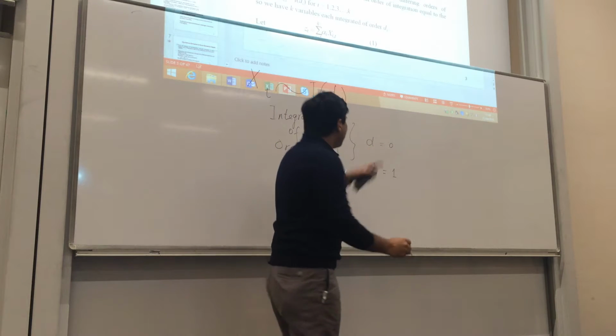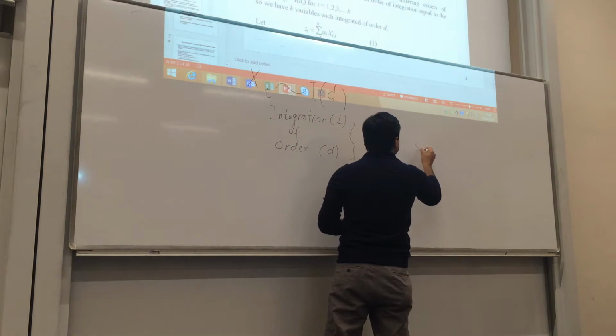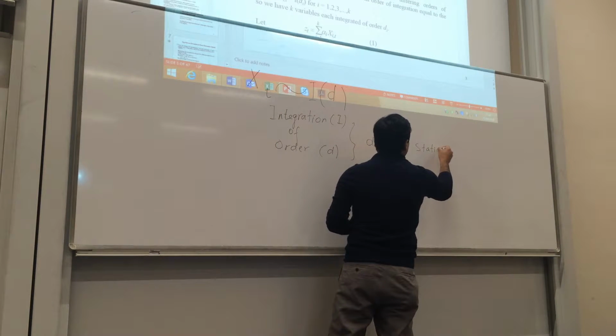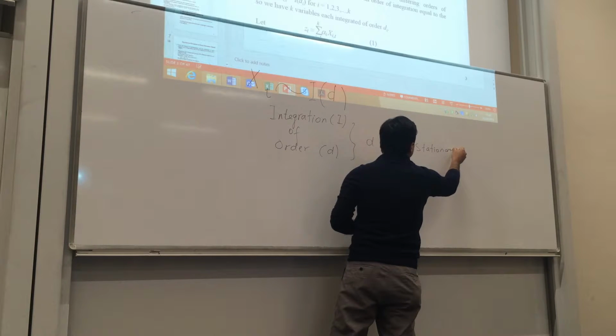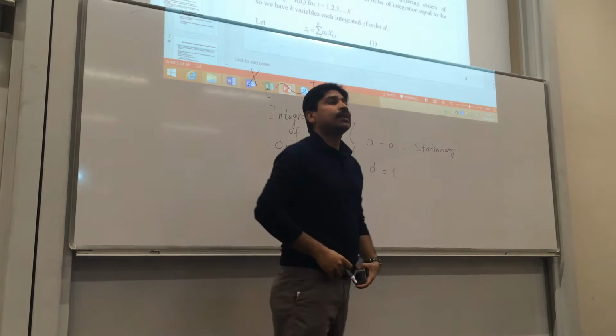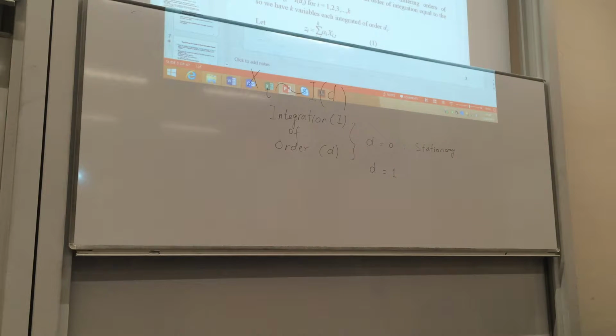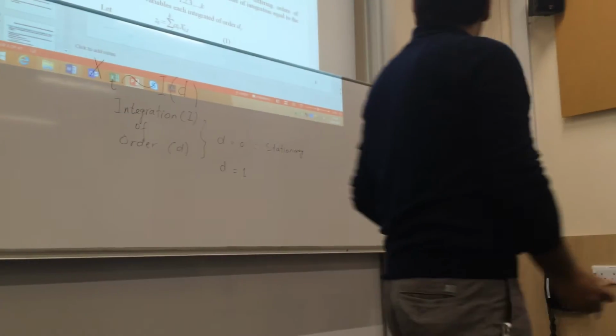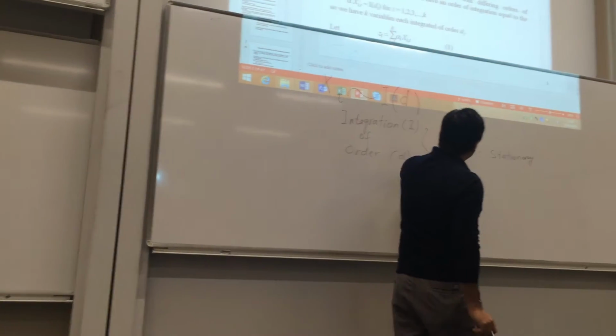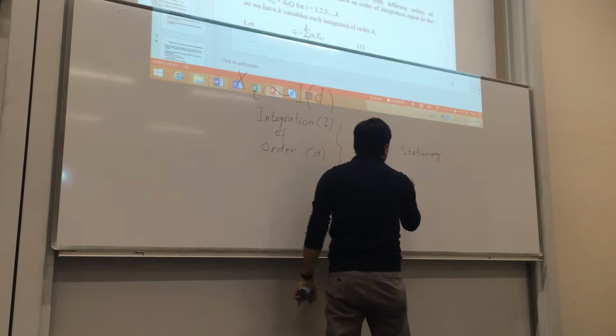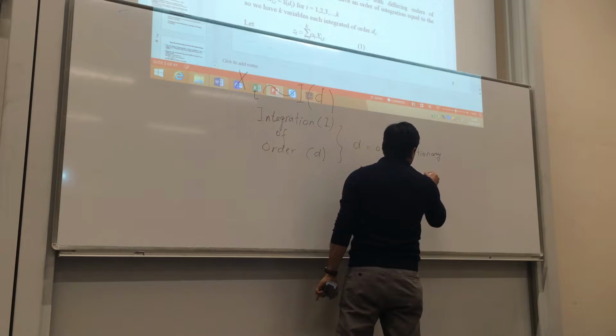So when d equals 0, we have stationarity. I have explained these concepts in my first 2-3 lectures when I was discussing trend, seasonality, then ARMA processes. So this is d equal to 0, stationarity; d equal to 1, unit root. Okay.